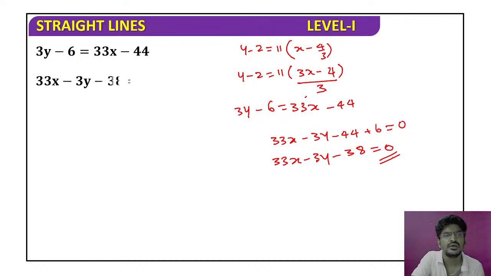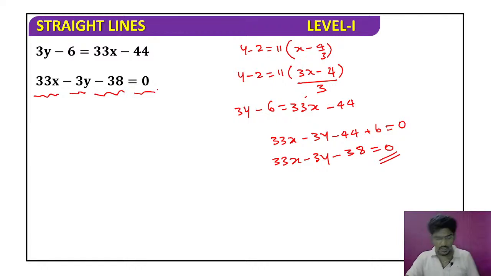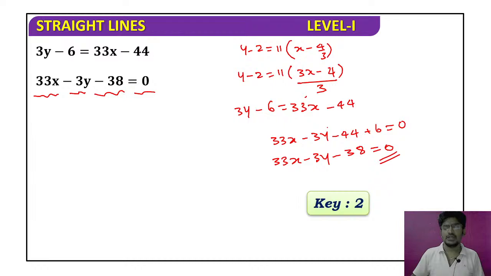See, that is 33x minus 3y minus 38 equal to 0. To make you understand, I have solved each and every step so that you can understand, no problem. So therefore, option 2 is the correct answer: 33x minus 3y minus 38 equal to 0.